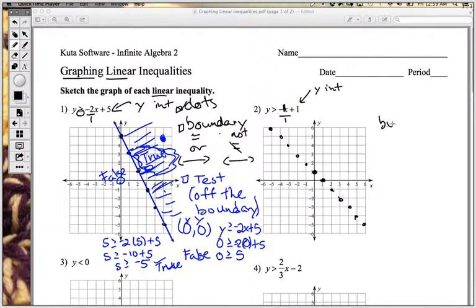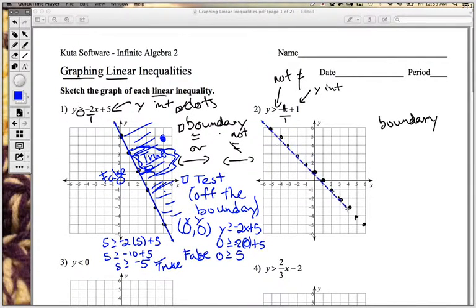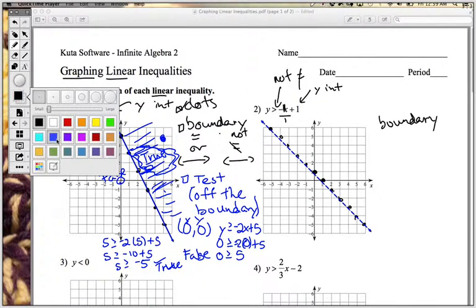Now let's check the boundary. So I want to see, is it equal to, not equal to? Are we dotted, solid? Right here, this is not equal to. It's not equal. So that means it's only greater than or only less than, not equal to. That means we're only going to have a dotted line. So that means I need to draw a line in here. Instead of solid, it's going to be dotted or dashes. There we go. There's our line. Now we got to shade. So we got the boundary done, check. Now we got to shade and see where that's going to take us.